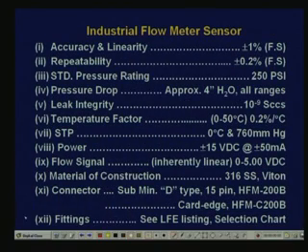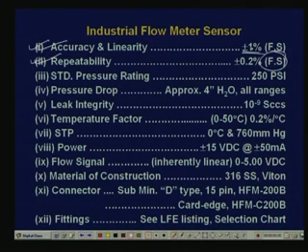Now there are so many specifications. The important ones are, say, accuracy and linearity is plus minus 1% full scale. Here you see accuracy and linearity are both plus minus 1%. Possibly the instrument is inherently linear, so therefore they are stated together. See, repeatability is stated as plus minus 0.2% of full scale. That means even if you make 100 readings of the same flow, the readings will not differ by more than plus minus 0.2% of full scale.